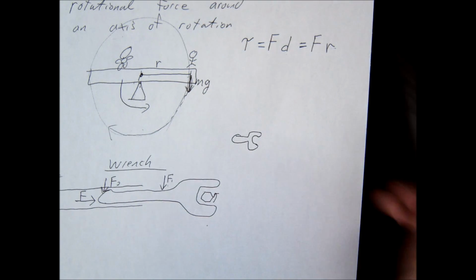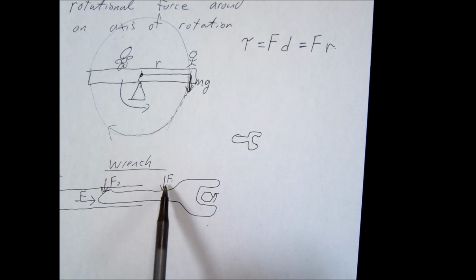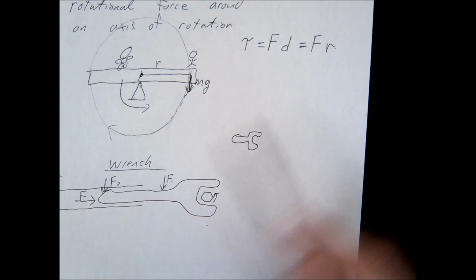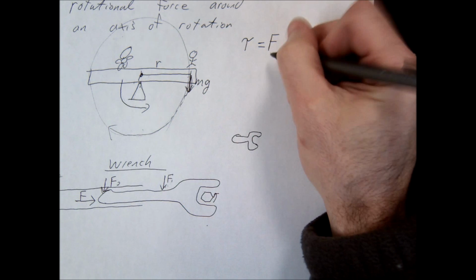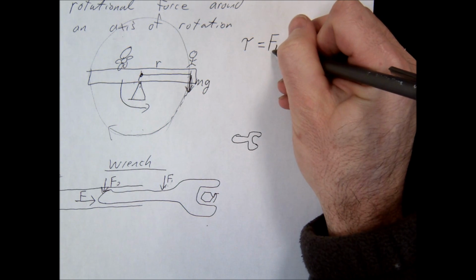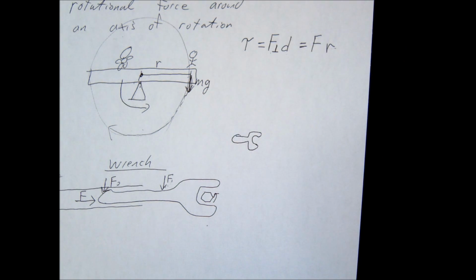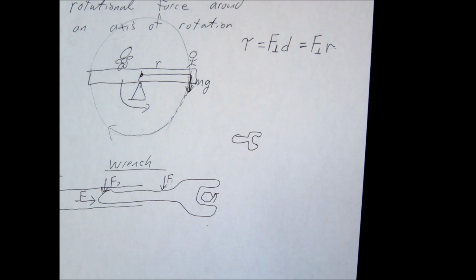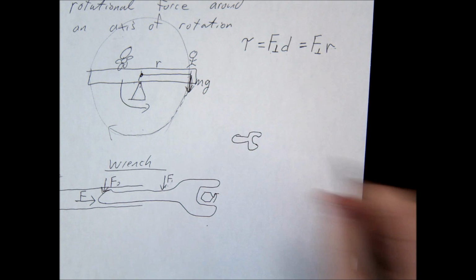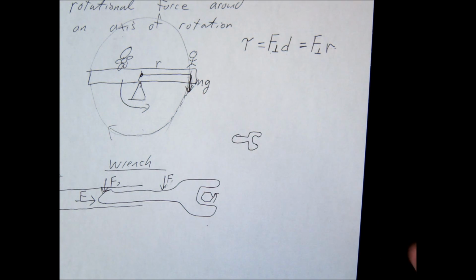So notice, what's the difference between this force and this force? The direction of the force, right? And so in our equation here, instead of writing force times distance, we're going to clarify this and say force perpendicular to distance, or force perpendicular to the radius here. Because if it was parallel, then nothing would happen. There would be no rotation.